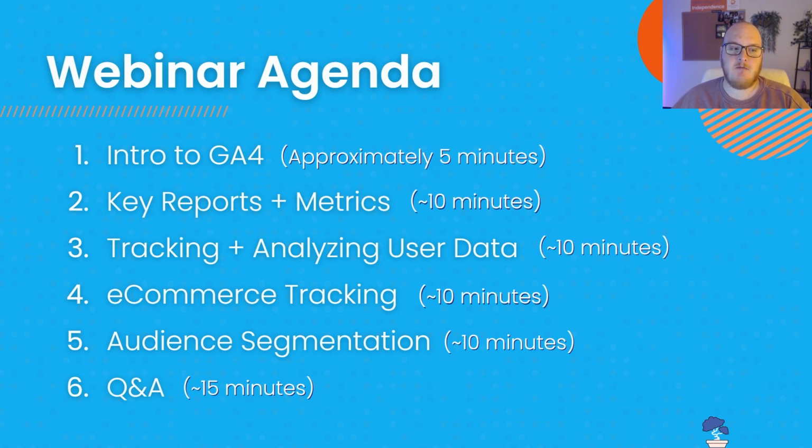These 5 key points: we're going to go over the introduction to what GA4 is and what the difference is between GA4 and GAU, which is the older version that was sunsetted in July of this year. Then we're going to go over some key reports and metrics that small business owners should be really using. Then talk about tracking and analyzing user data, followed by e-commerce tracking, which is a little bit different than maybe a B2B or lead-based business. Then finally, we'll go over audience segmentation, and then we'll open things up to questions. All right, so let's dive right in.